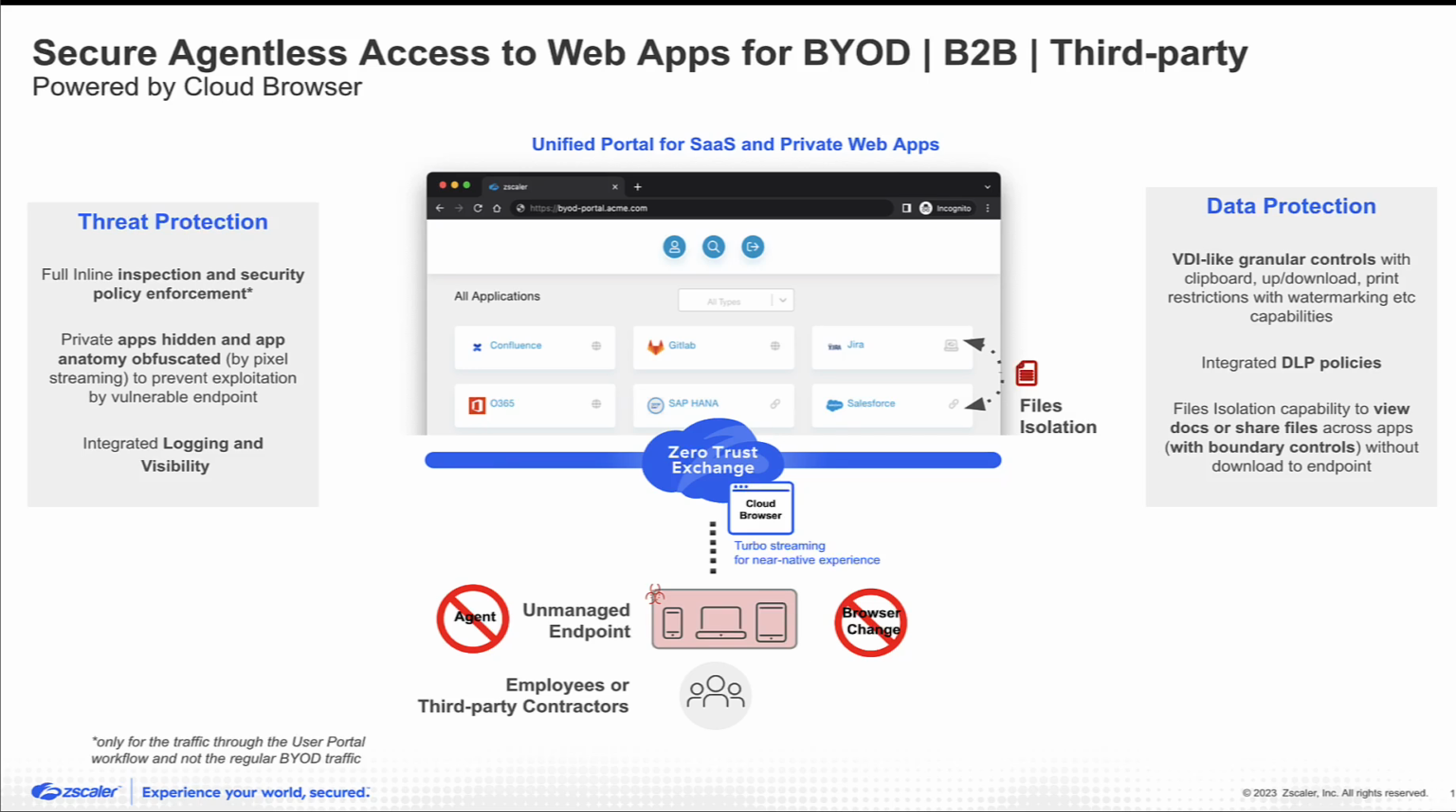Today, I'd like to demonstrate how Zscaler's cloud browser can provide secure access to both private and SaaS applications, and how we can provide a secure browsing experience with traffic forwarding via the Zero Trust Exchange and last mile data protection controls, all via the browser that the user already has installed on their device.